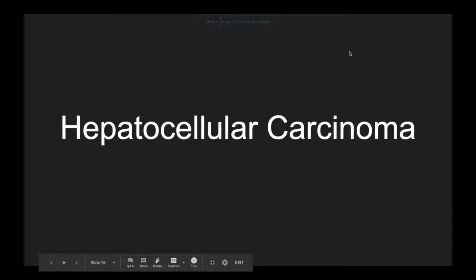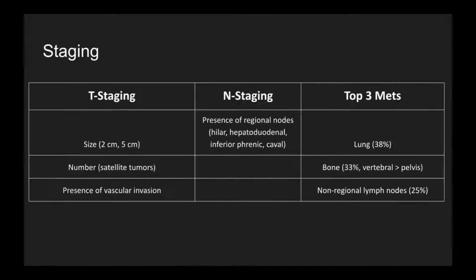So, for hepatocellular carcinoma, let's briefly go over the staging, nodal, and metastatic disease. Like many other cancers, with HCC it's important to report on size, with 2 centimeters and 5 centimeters being important cutoffs to distinguish between certain stages. HCC has been known to produce satellite nodules, so you want to count those. I've seen a group of satellite nodules after vascular invasion.